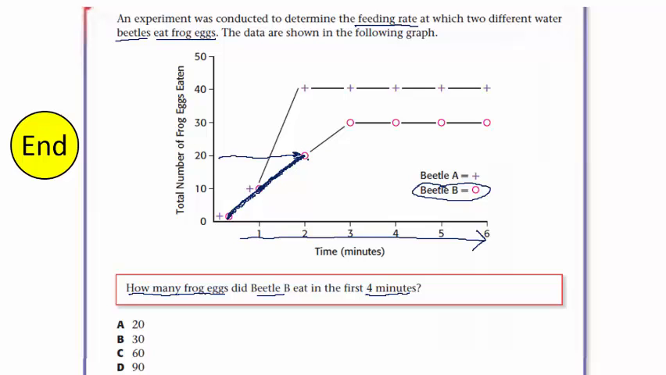See where we're at? We're lined up. He keeps going. He's still eating. He's trying to get as full as possible. He eats, and now he's hit 30. So after 3 minutes, he's now eaten 30.